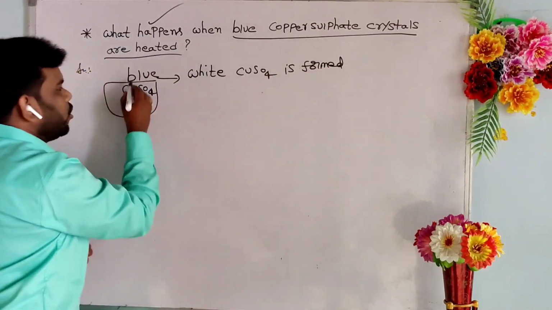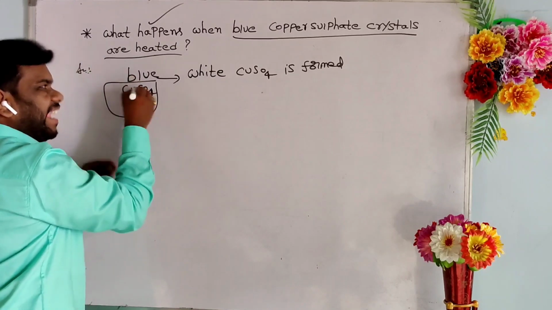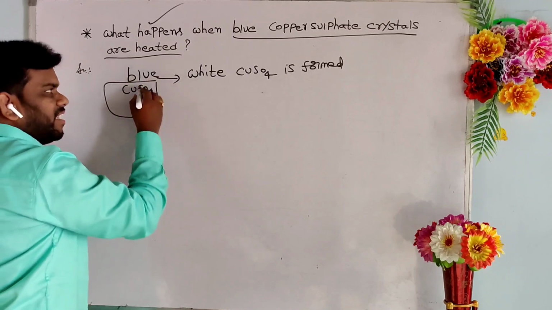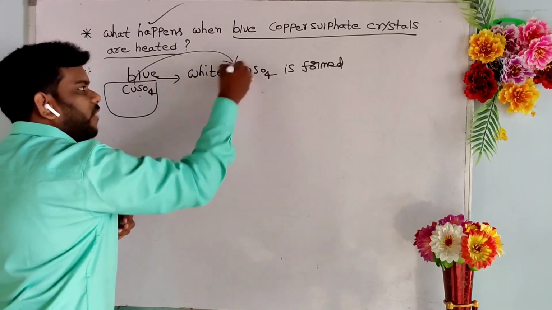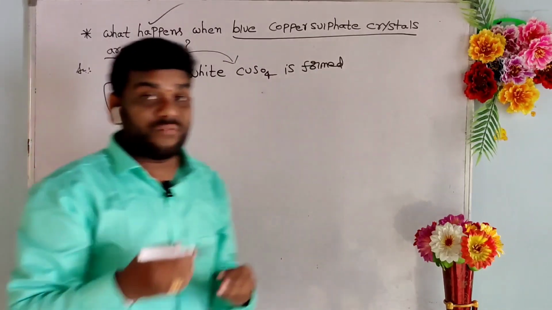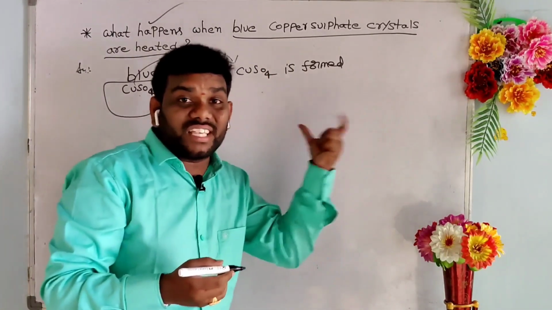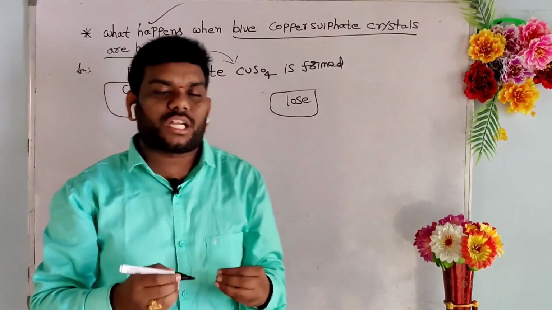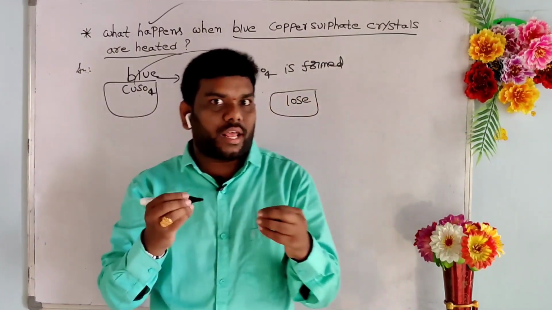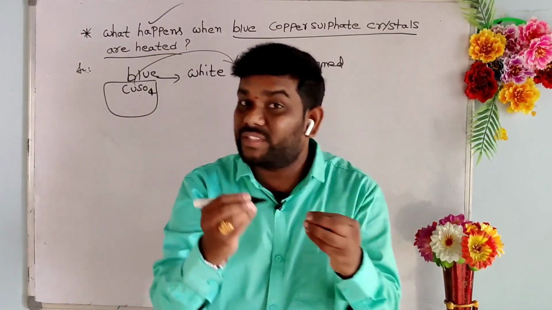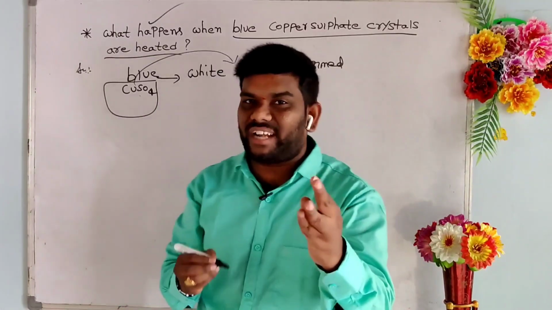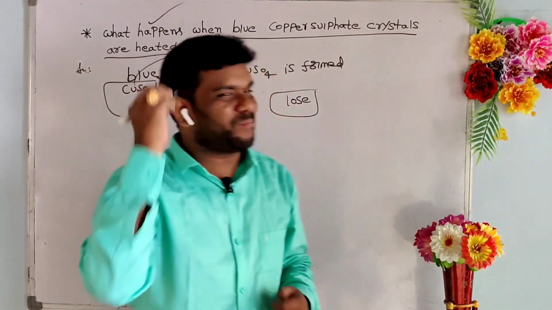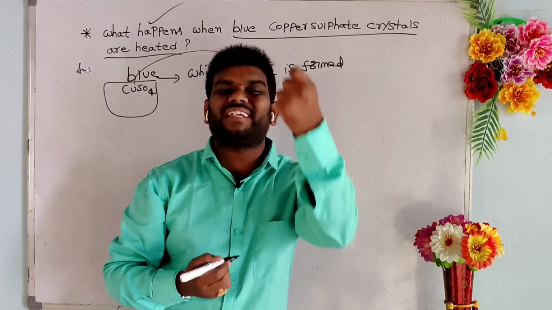Yeah, so when blue color copper sulfate is heated with a Bunsen burner, then immediately white color copper sulfate is formed. In this case it loses water molecules. When blue copper sulfate crystals are heated with a Bunsen burner, then immediately white color copper sulfate forms, losing water molecules. What is that? Lose water molecules. The water molecules are lost and it turns to white color.